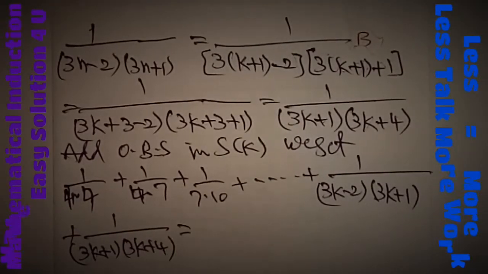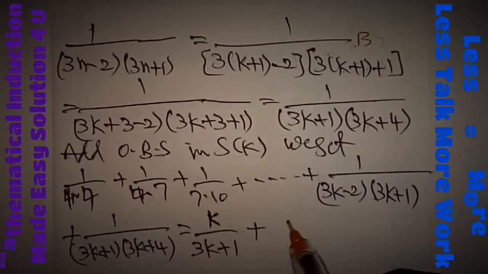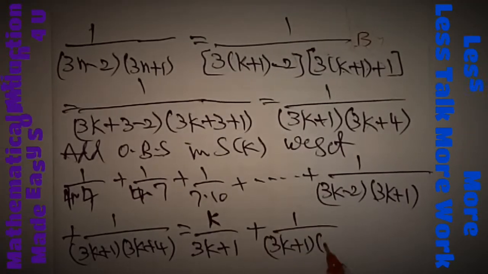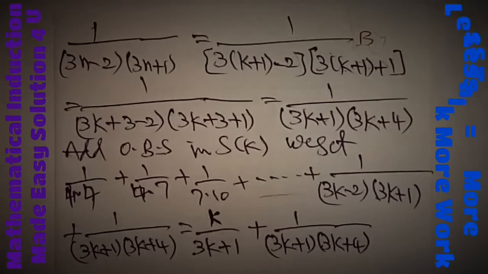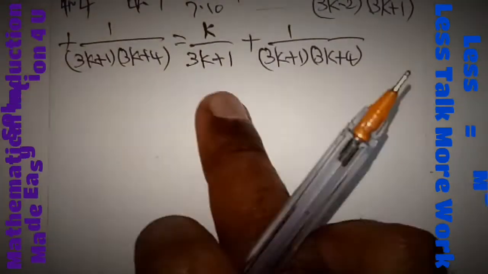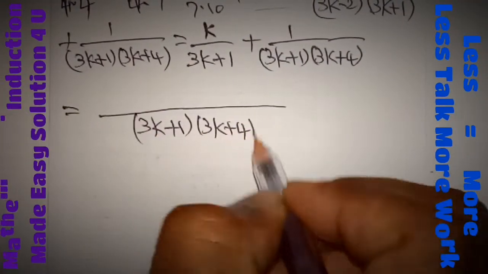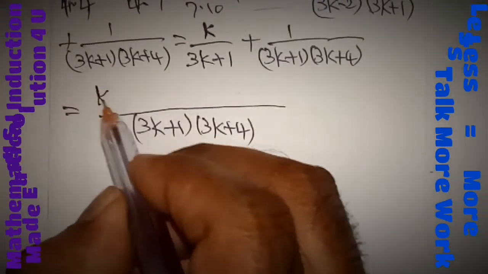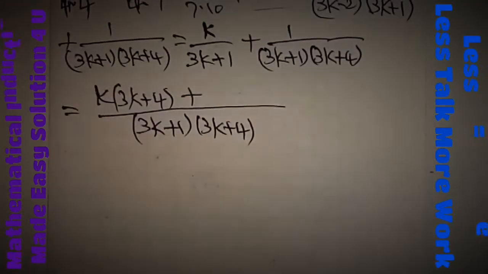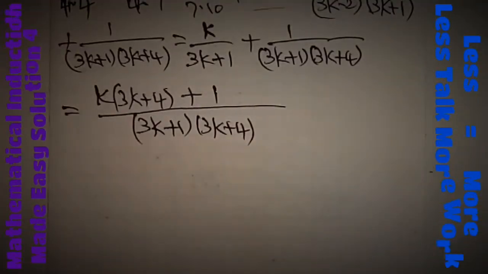In LHS we have added, and coming to RHS, the RHS value is k by (3k plus 1) plus the adding value 1 by (3k plus 1) into (3k plus 4). After adding the (k plus 1)th term in LHS, you don't need to work on the LHS value, you only simplify the RHS value. Now I want to simplify RHS. You can check it. (3k plus 1) into (3k plus 4) is the LCM. Here 3k plus 1 is there, so you remove it and the remaining 3k plus 4 multiplies with the numerator k. We get k into (3k plus 4). Next, (3k plus 1) into (3k plus 4) is matching, and the numerator value is 1.